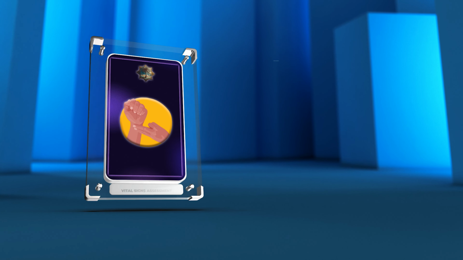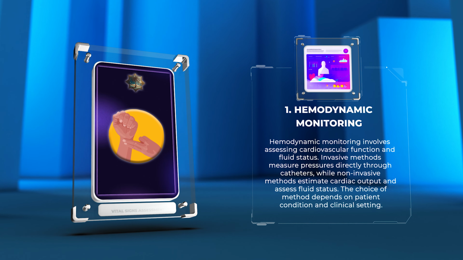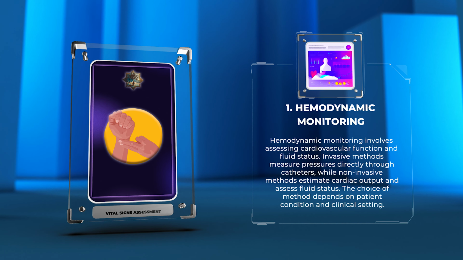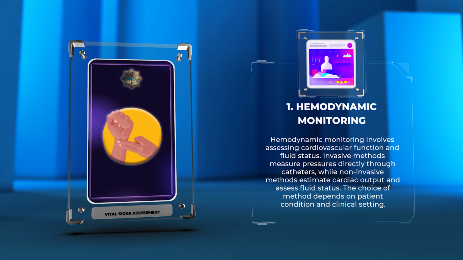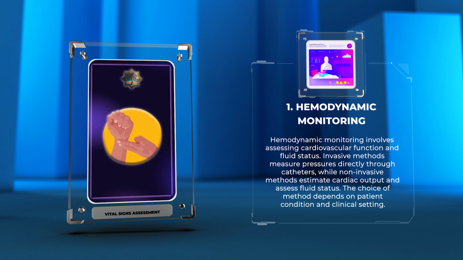Let's begin. Hemodynamic monitoring involves assessing cardiovascular function and fluid status. Invasive methods measure pressures directly through catheters, while non-invasive methods estimate cardiac output and assess fluid status. The choice of method depends on patient condition and clinical setting.